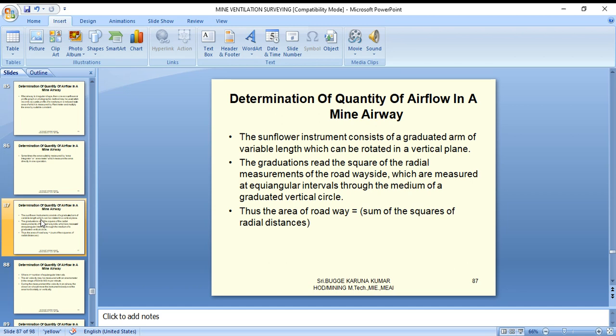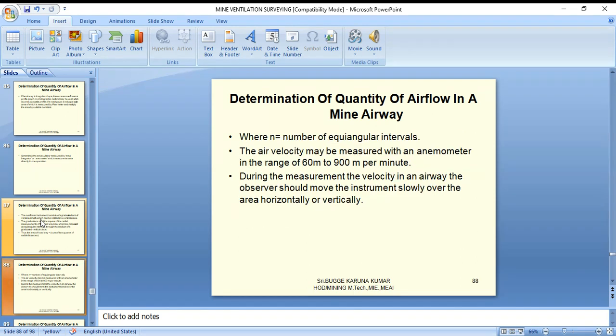The sunflower instrument consists of graduated arms of variable length which can be rotated in the vertical plane. The graduation reads the square of the radial measurements of the roadway side, which are measured at equal angle intervals through the media from the graded vertical circle. Thus the area of the roadway is the sum of the squares of the radial distances.